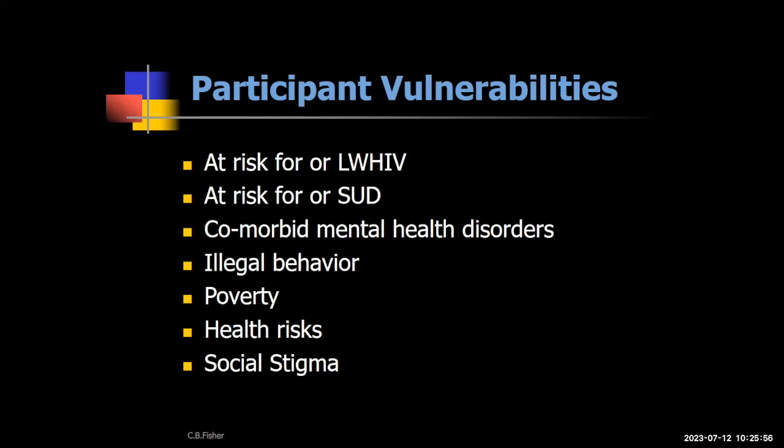So what are some of the participant vulnerabilities that might require you to think about disclosing information? They could be at risk or living with HIV, or at risk for SUD. One case we had quite a while ago was finding out that somebody was using an illegal drug that had just been known to be incredibly toxic and lethal. You're interviewing somebody and you find out they're using that drug. They're a minor, what are you supposed to do?